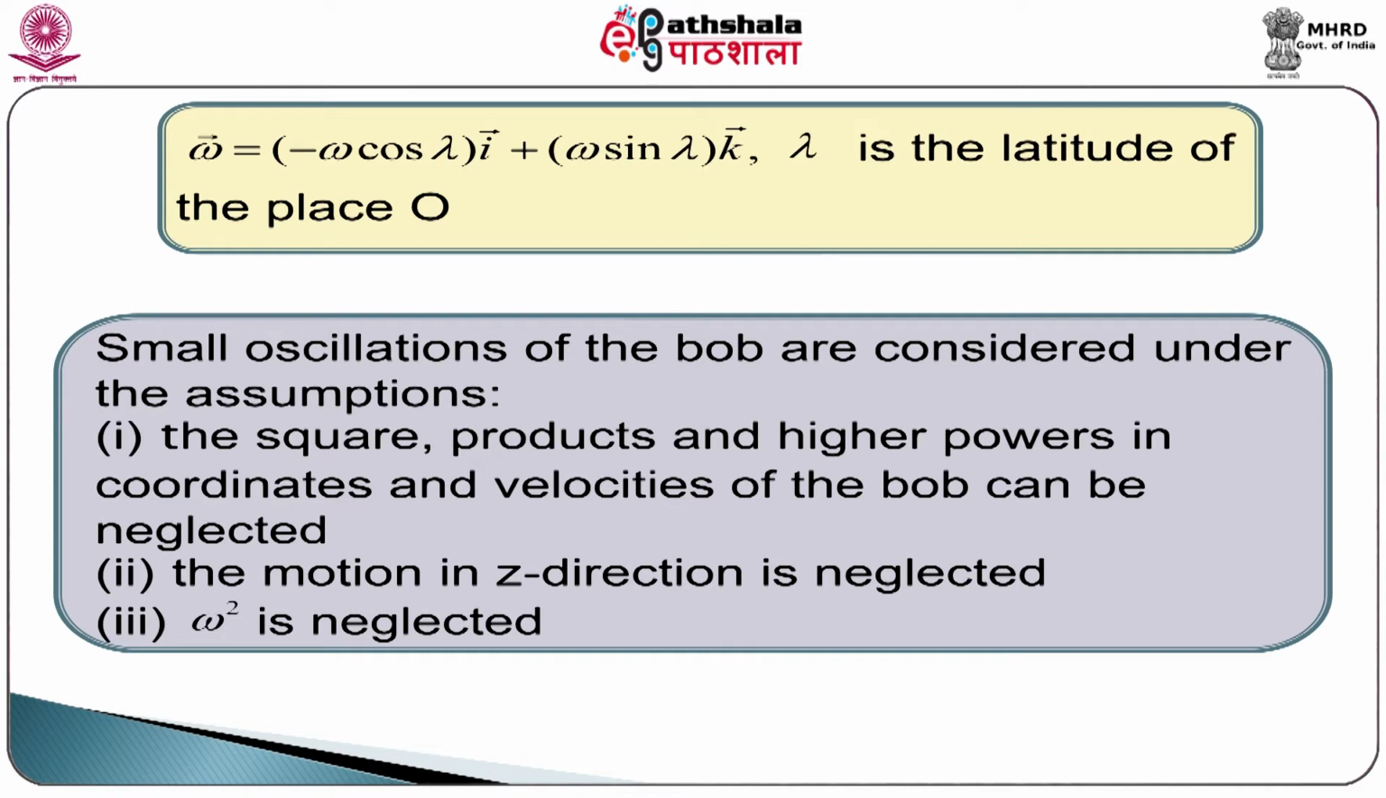The first assumption is that the motion of the ball is so small that the squares, products and higher powers in coordinates and velocities of the bob can be neglected. The motion in the z direction is neglected, that is, the motion of the bob takes place approximately on a horizontal plane passing through O. The square of the angular velocity, that is omega square, is neglected.